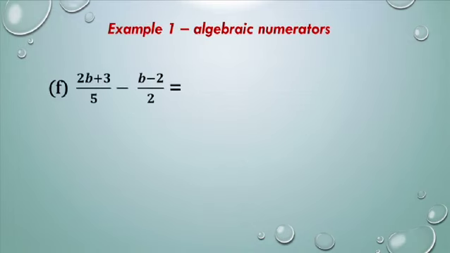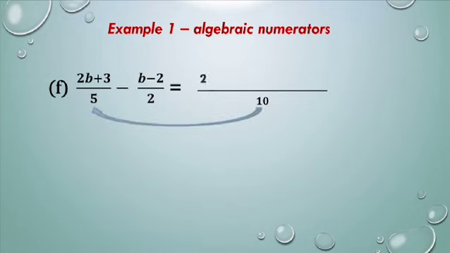Next example. Here I have a minus between the two terms, so I need to be careful of the minus sign. The LCM of 5 and 2 is 10. 10 divided by 5 is 2. So 2 times the numerator, that is 2b plus 3, minus 10 divided by 2, 5, times the numerator, that is b minus 2.